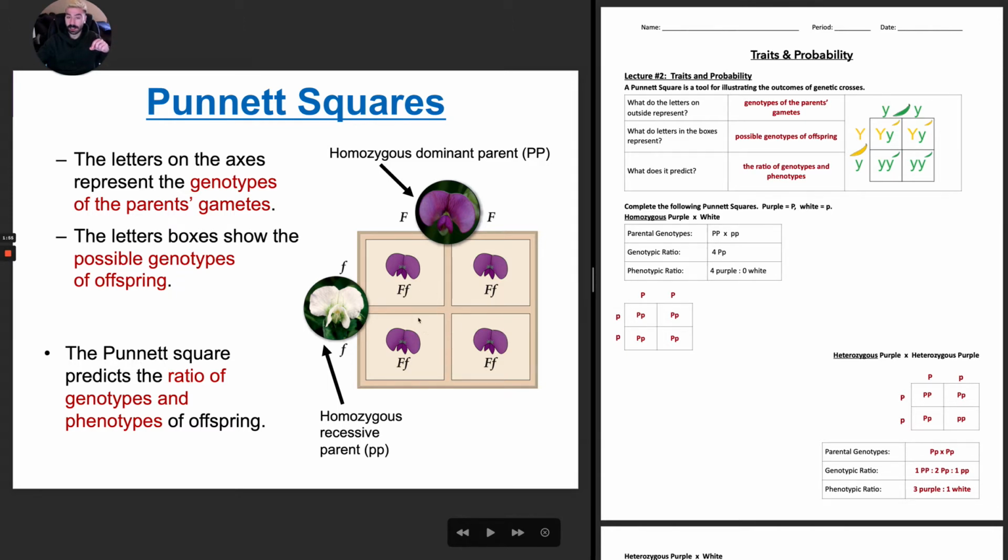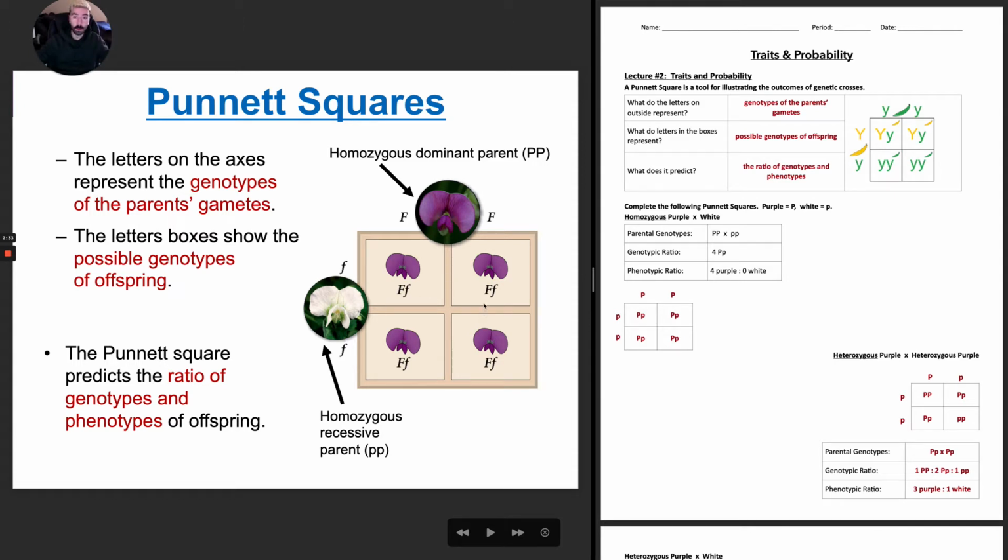So all these in here are showing, well, there's 4 boxes, so that means there's potentially 4 possible combinations of alleles. Now we realize here that that's not actually the case in this specific cross because this parent can only give big F, this parent can only give little f, so we've got all of the offspring being big F, little f. What a Punnett square actually does is it predicts the ratio of genotypes and phenotypes in the offspring. And so here, because this parent can only give a big F and this parent can only give a little f, all of the offspring are big F, little f.